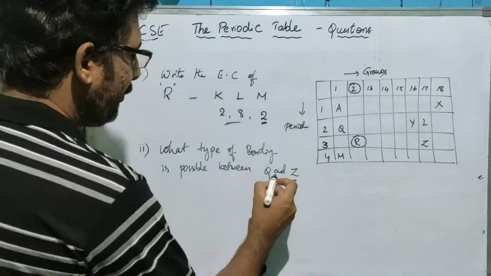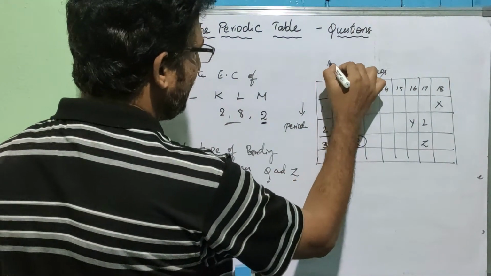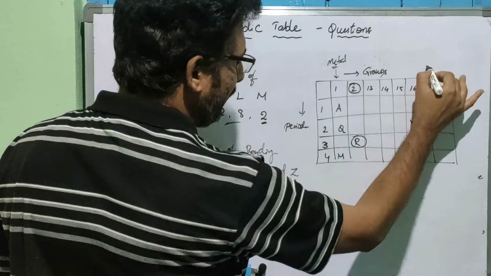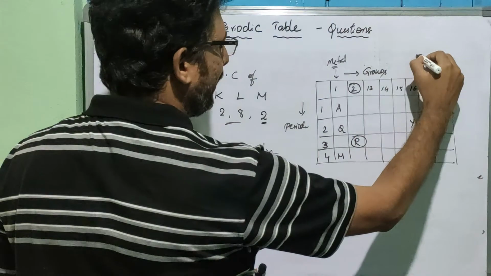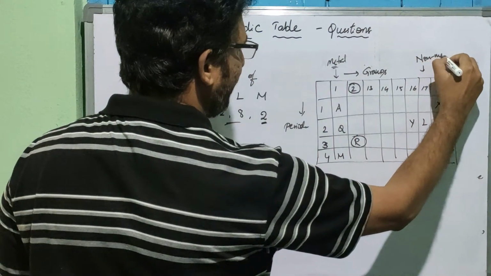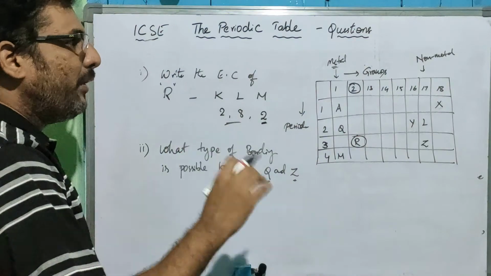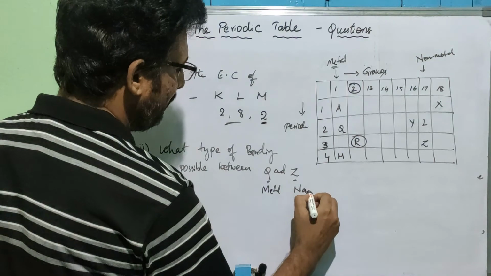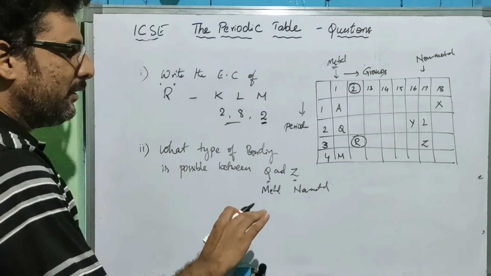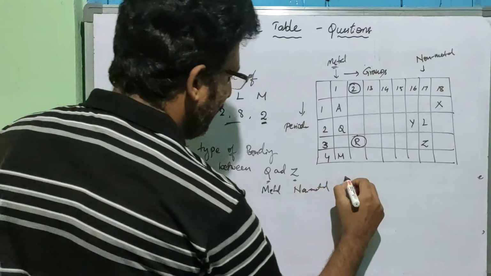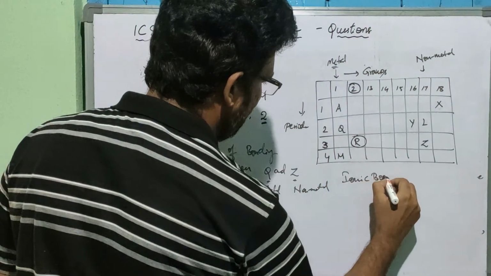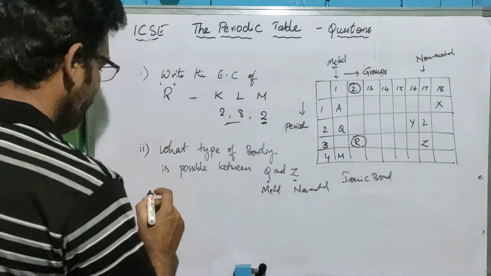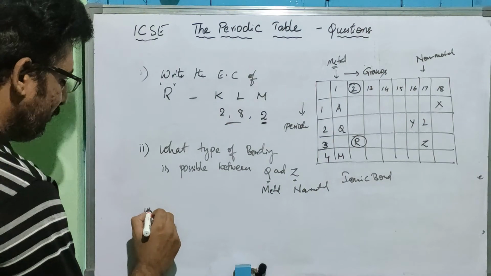So here you have to see that Q belongs to group 1. It is nothing but an alkali metal. It is a metal. And Z belongs to group 17. The group 17 elements are nothing but halogens, and they are non-metals. The bonding between a metal and a non-metal, Q is a metal and Z is a non-metal, will be ionic. So in this case, the bonding between Q and Z will be ionic bonding, right? Let's see the third one.